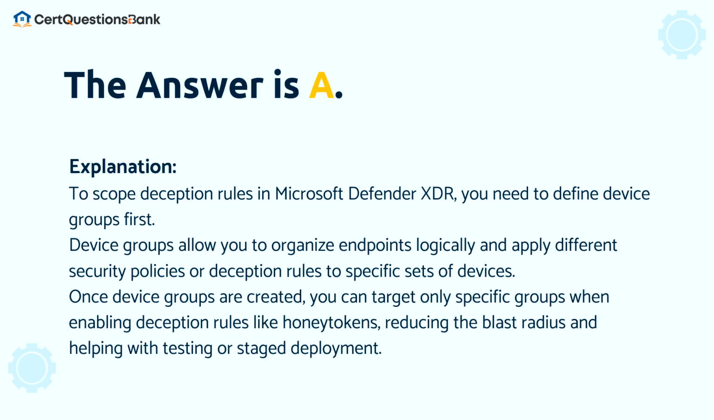To scope deception rules in Microsoft Defender XDR, you need to define device groups first. Device groups allow you to organize endpoints logically and apply different security policies or deception rules to specific sets of devices. Once device groups are created, you can target only specific groups when enabling deception rules like honey tokens, reducing the blast radius and helping with testing or staged deployment.